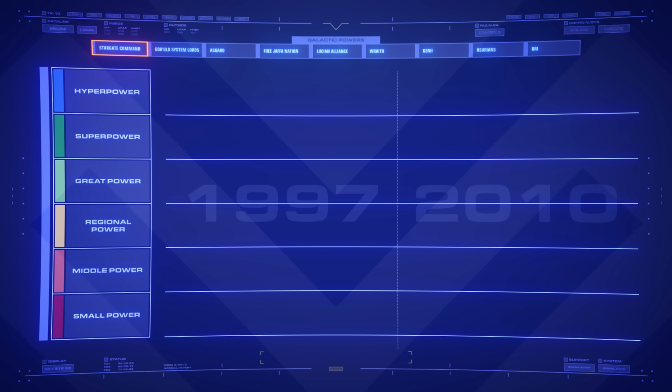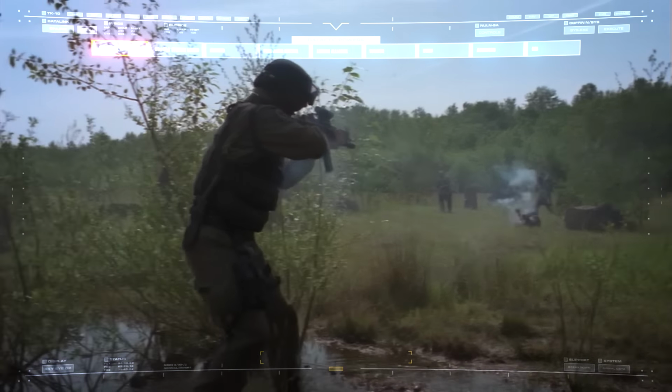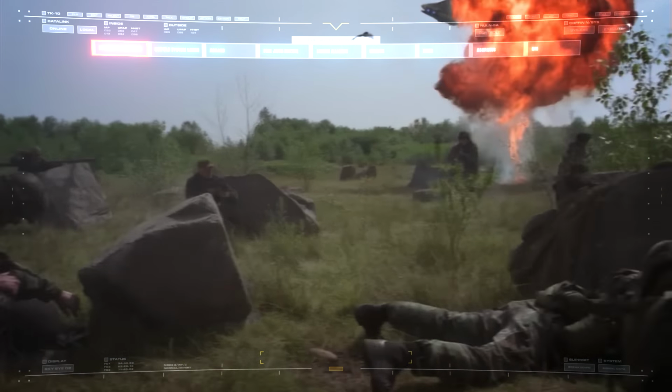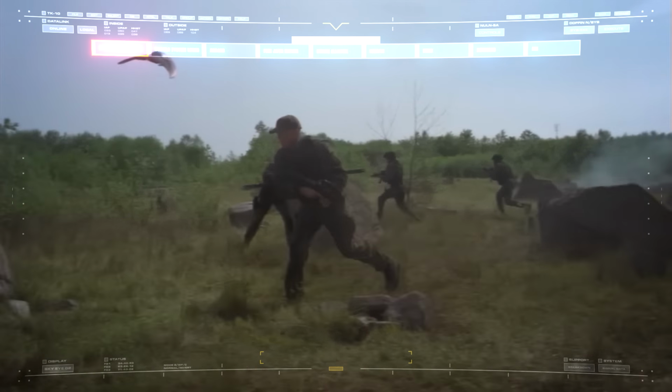Had almost any other power in this ranking attempted an invasion of Earth during this era, Stargate Command would have been hard-pressed to offer meaningful resistance. But Earth did have a few elements in its favor. It might have lacked the starships and colonies of a true interstellar power, but its technology was highly advanced.